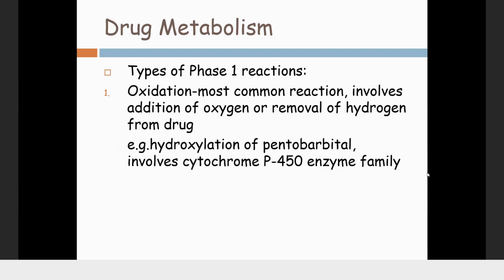So what are the types of phase 1 reactions? As mentioned just now: oxidation, reduction, and hydrolysis. These are the three types of processes in phase 1. Oxidation is the most common reaction, involving the addition of oxygen or removal of hydrogen from the drug. For example, the hydroxylation of pentobarbital with the enzyme family cytochrome P450.